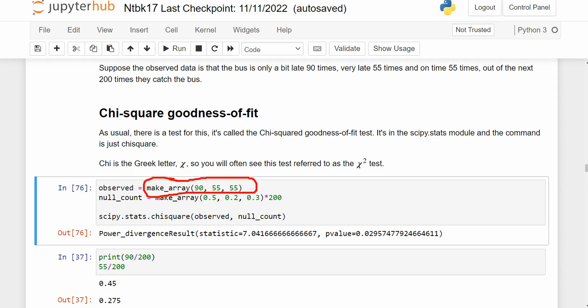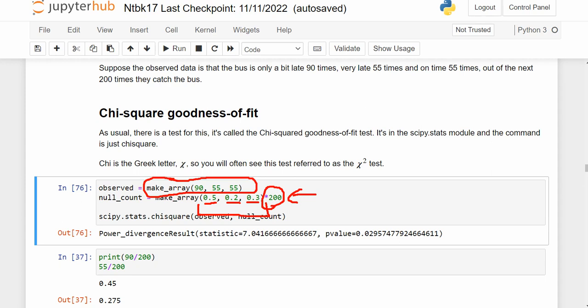And we're comparing these outcomes to what? To 50%, 20%, and 30%. That was our model. Why are we multiplying by 200? That's the number of days that they counted on the bus, right? That's their sample size. So we're taking our sample size. We have the probability model right here times the sample size.